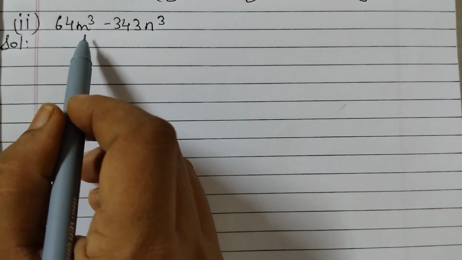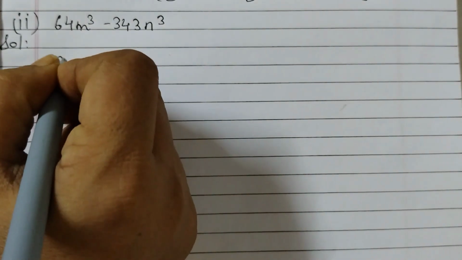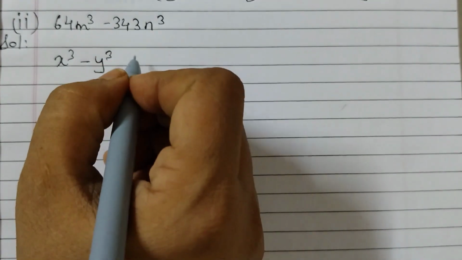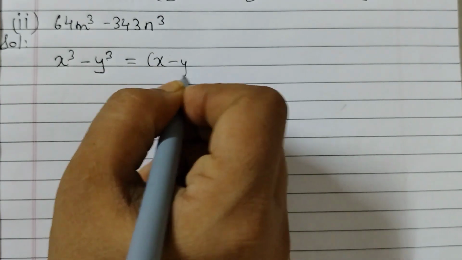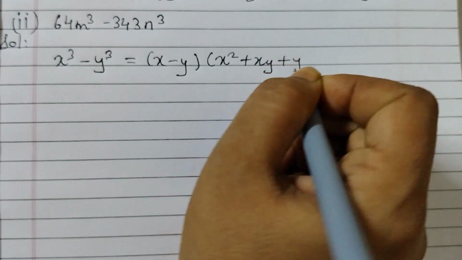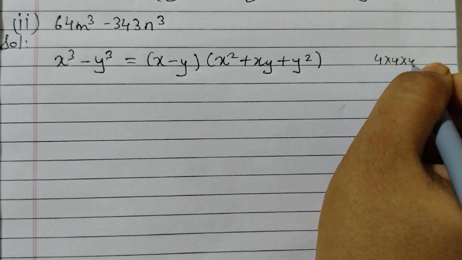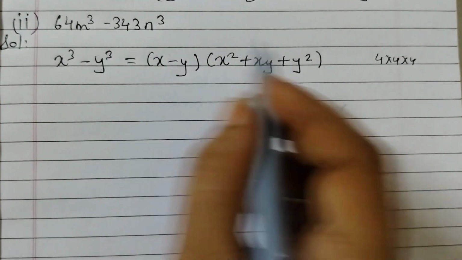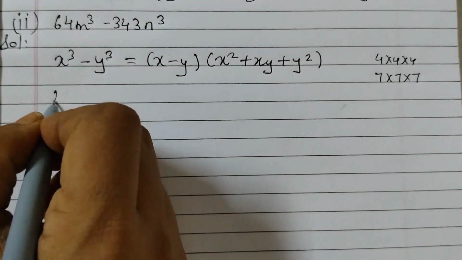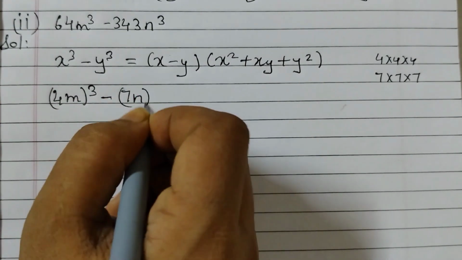Second one, 64m cubed minus 343n cubed. Here we will use the formula of x cubed minus y cubed. Again, this is from your previous question, question number 9, equals to x minus y into x squared plus xy plus y squared. 64 is 4 into 4 into 4, that is 64, and 343 is 7 into 7 into 7. So this we will rewrite as 4m the whole cubed minus 7n the whole cubed.